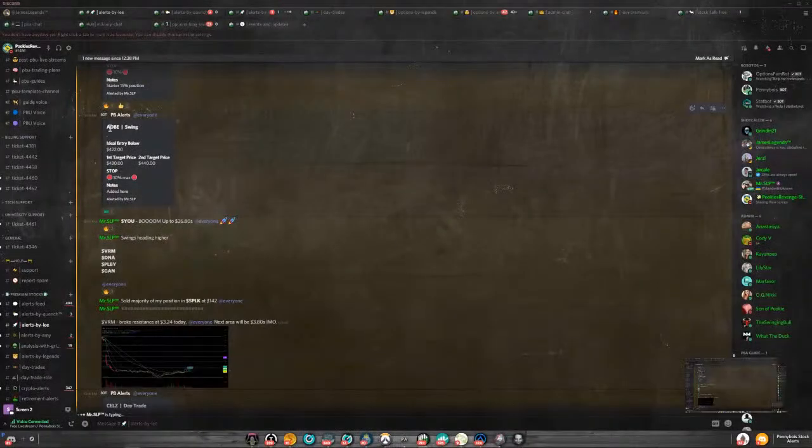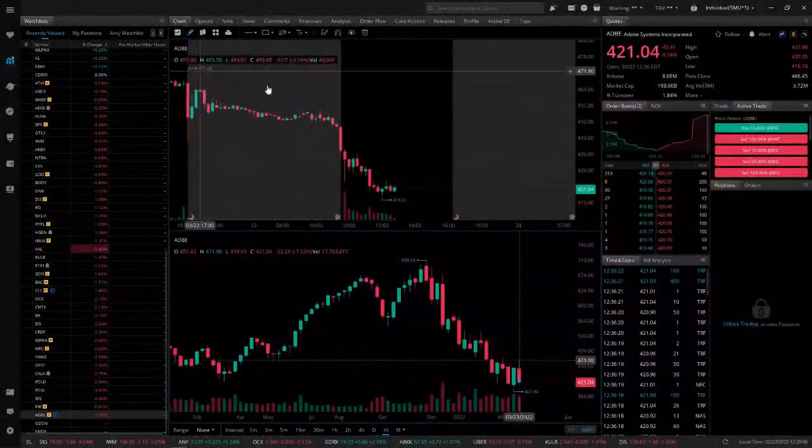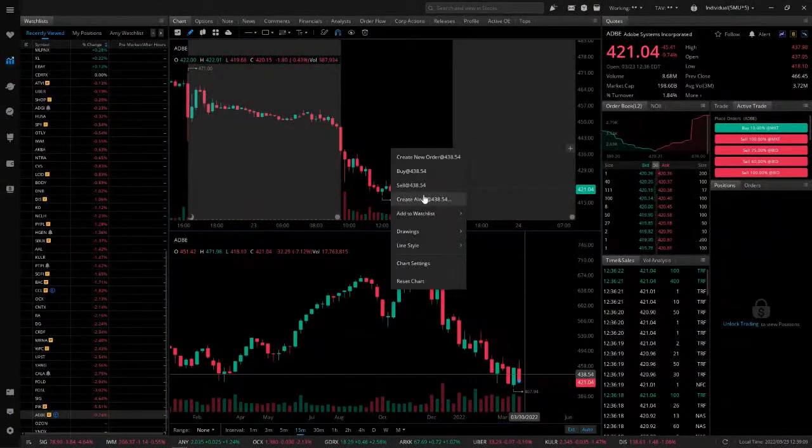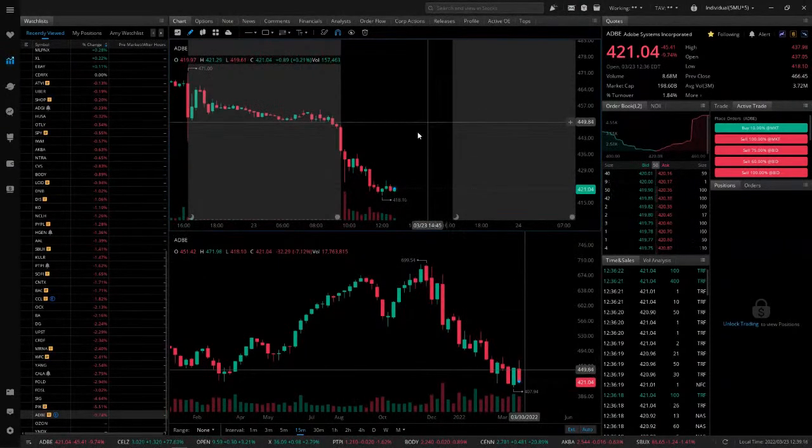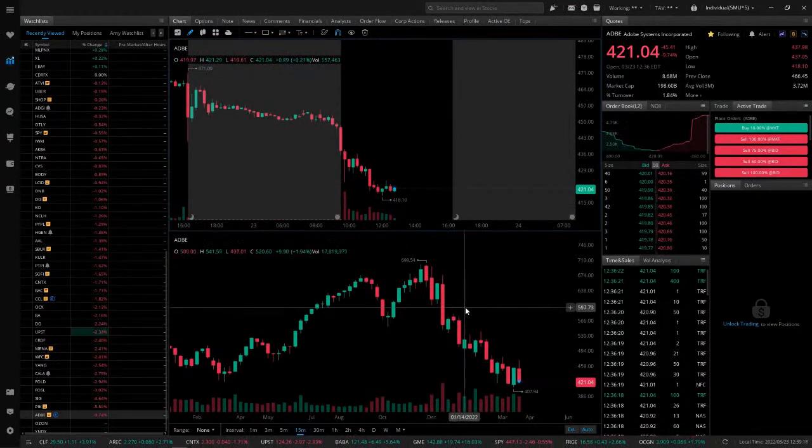So as a premium member, let's just assume I just joined premium and I'm just here for the alerts. I don't care about the education or anything else. I already know how to trade. I just want to trade this alert right here. It's a swing trade on Adobe. So I pulled up Adobe, and the first thing I'm going to do is right click and add this to a watch list. I've dedicated a watch list for this swing, so I'm going to add it to that watch list. Beyond that, I'm not going to look at anything. I don't have to look at the chart.